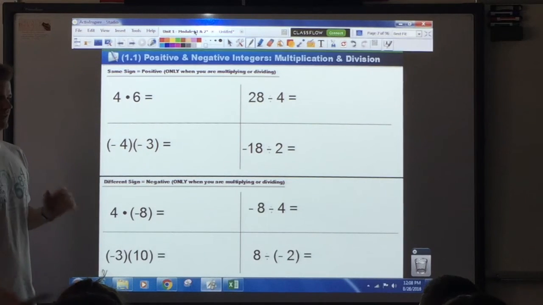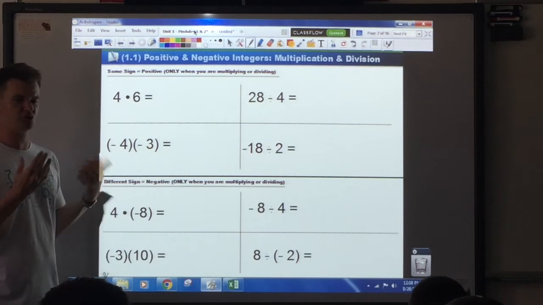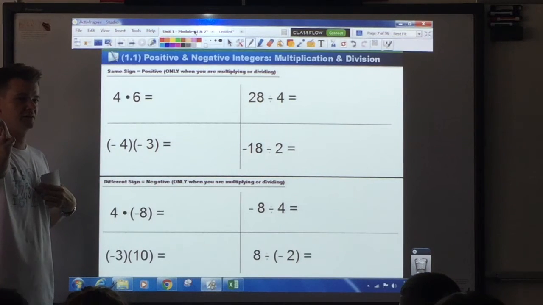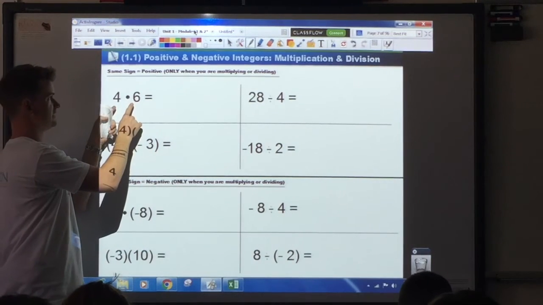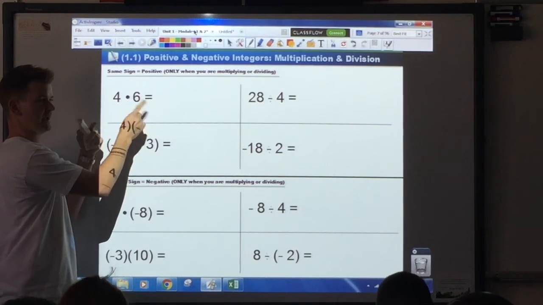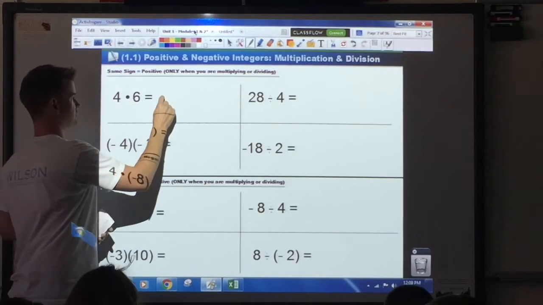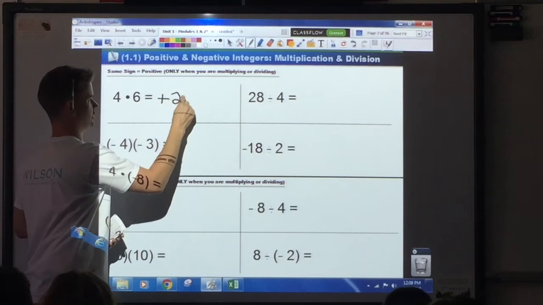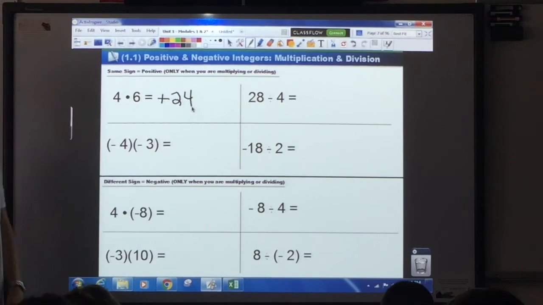So we start off with something easy. Everyone should know their times tables. Everyone should be able to tell me that 4 times 6 is 24. They're both positive. They have the same sign. So that means that my answer is going to be positive. So it's a positive 24. I like to get in the habit of writing that in my answer. It makes sense later on.